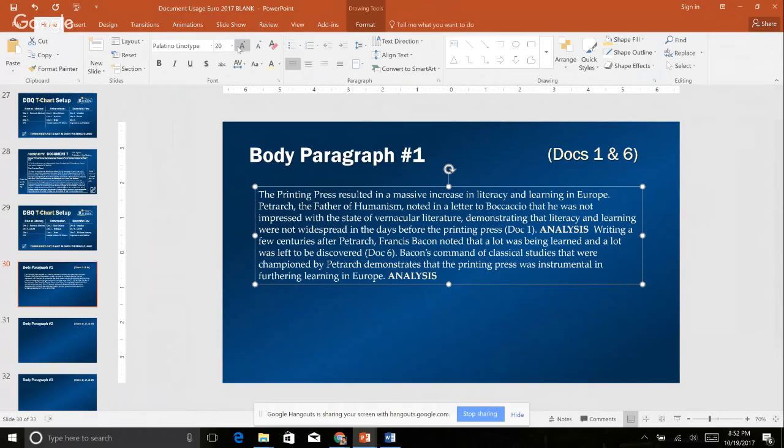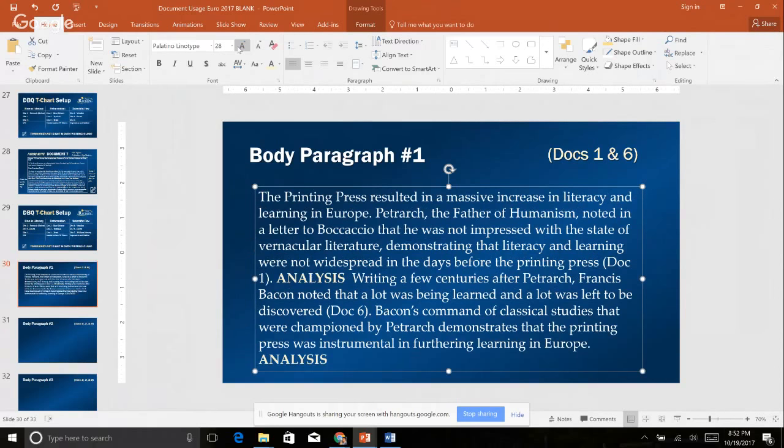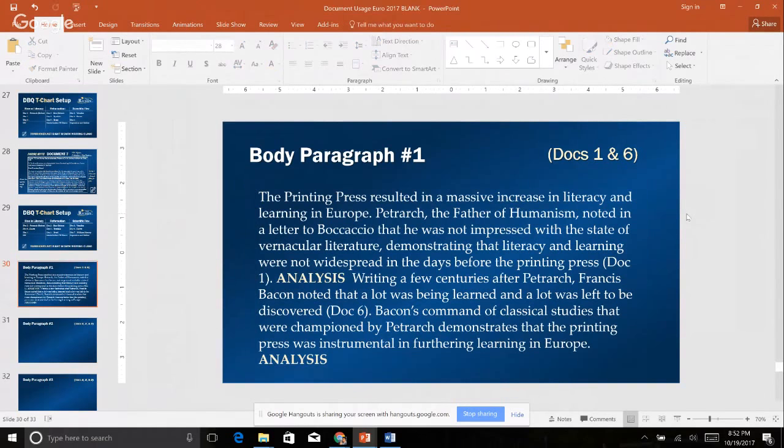But this is basically the skeleton of what I would put in there. The printing press resulted in a massive increase in literacy and learning in Europe. Petrarch, the father of humanism, noted in a letter to Boccaccio that he was not impressed with the state of vernacular literature, demonstrating that literacy and learning were not widespread in the days before the printing press. Doc 1. Then I'll throw in some analysis. Writing a few centuries after Petrarch, Francis Bacon noted that a lot was being learned and a lot was left to be discovered.